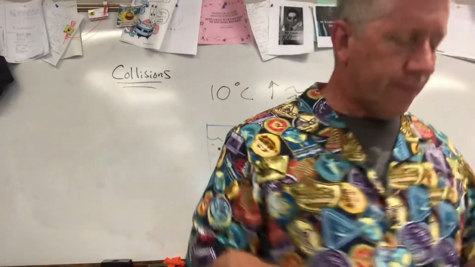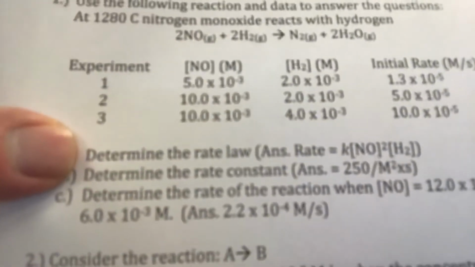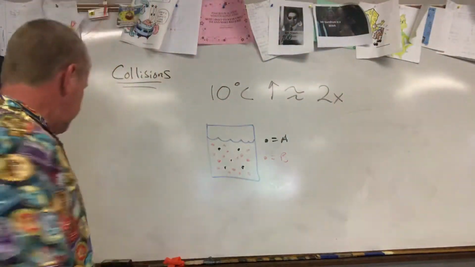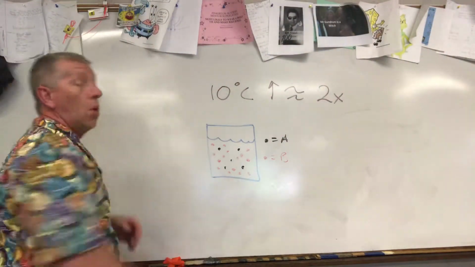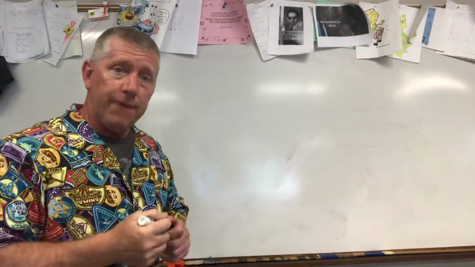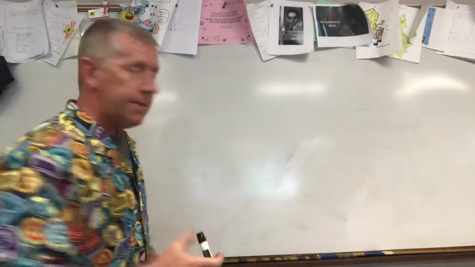Let's take a look at this first problem. This first problem has some data, and we have to use that data to solve this. Determine the rate law. So we're going to determine the rate law. I'll give you the general form for a rate law. This is the general form for a rate law: how fast reactions happen or how fast chemicals are used up or made.